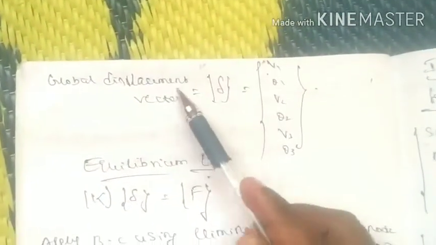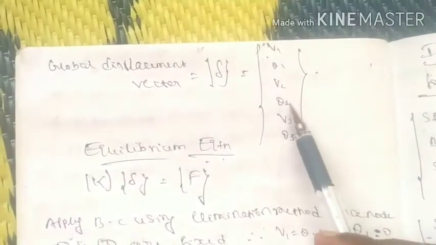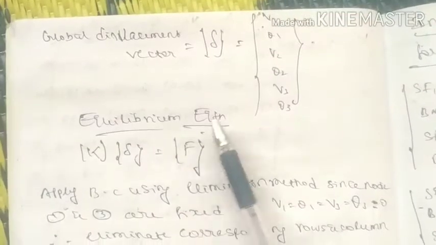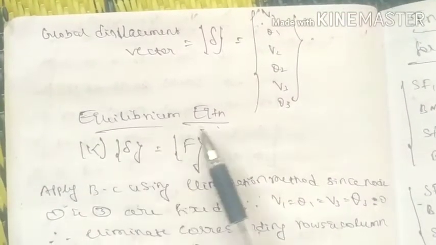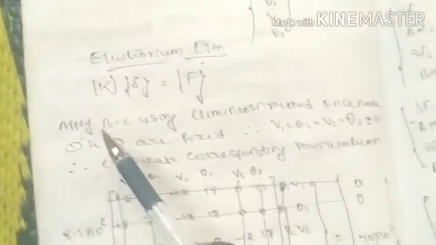Now we need to calculate the global displacement vector also, that is delta is equal to V1, theta 1, V2, theta 2, V3, theta 3, it is unknown. Therefore finally we need to substitute in the equilibrium equation, that is K delta is equal to F. I will substitute this value later. Now I am going to apply the boundary condition using the elimination approach.